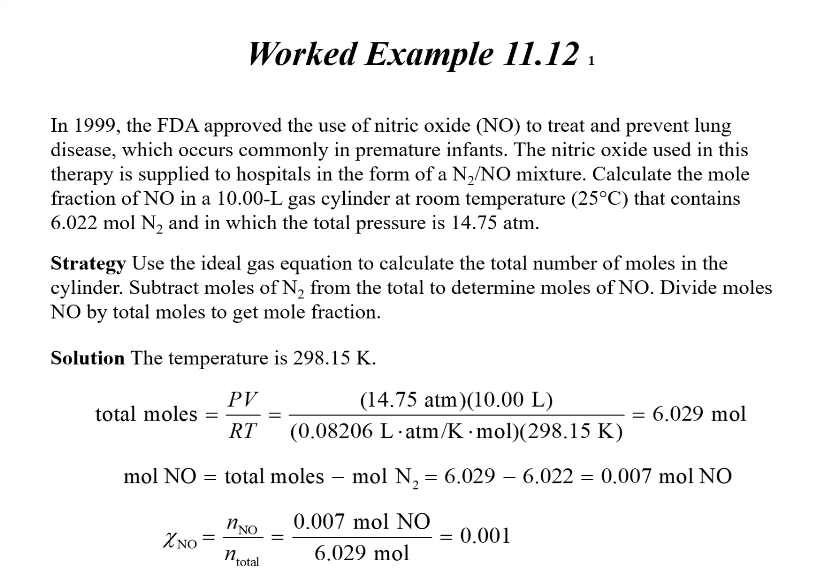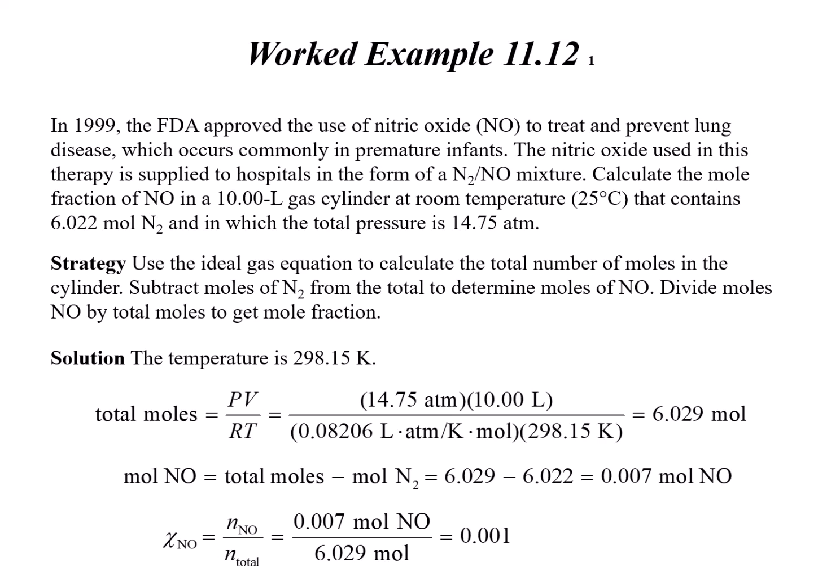So let's read this problem here. It says in 1999, the FDA approved the use of nitric oxide to treat and prevent lung diseases, which occurs commonly in premature infants. This is why I'm saying this is really important to allied health, and that's why I'm spending the time doing this video. Even though we didn't get to cover it today in class, it's worth knowing. That's why I'm taking the time to do this.